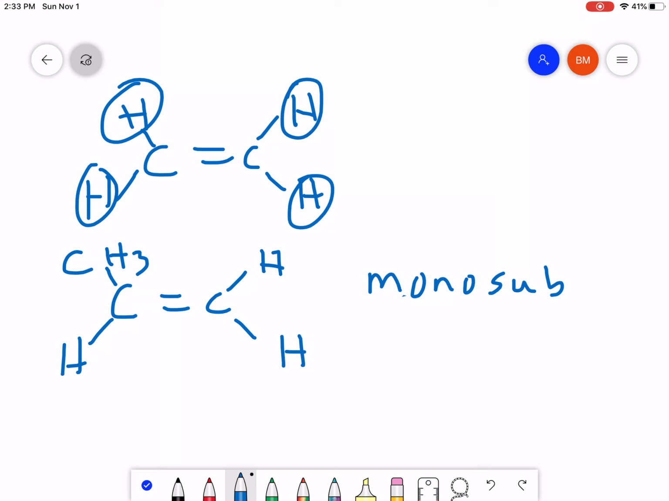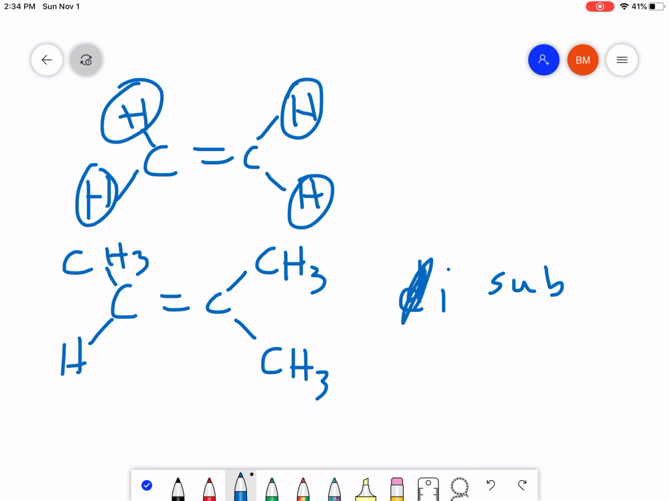Let's say I did it again with one of the other H's. Let's say I put a methyl group right here. All right? Since we've basically swapped out two of those H's, that's now a disubstituted species. Keep going. And it doesn't have to be CH3, it could just be any carbon chain, by the way. Now we've got three of them substituted. You can probably guess what that's going to be, right? That is going to be tri.